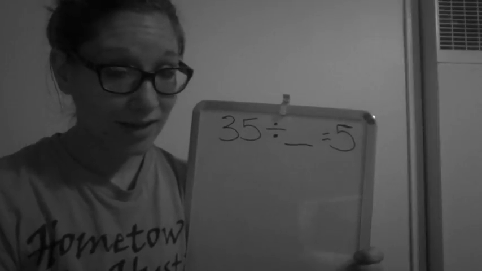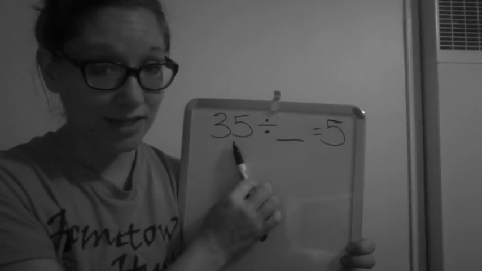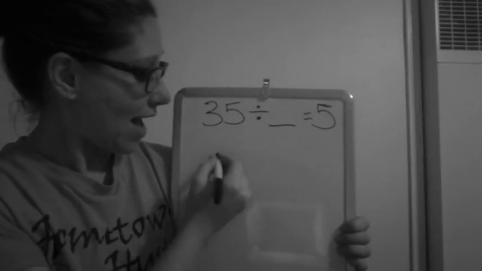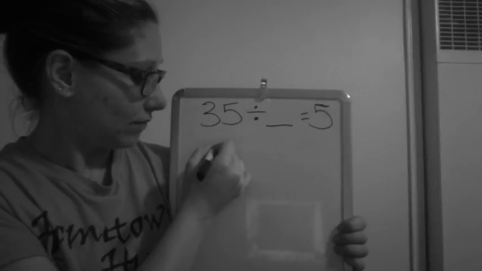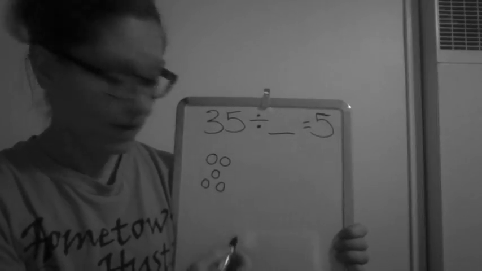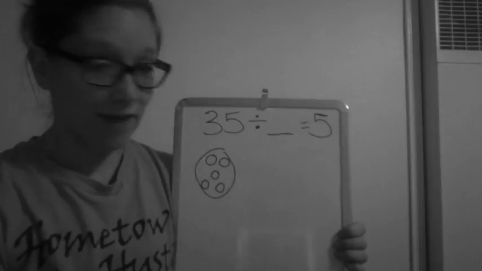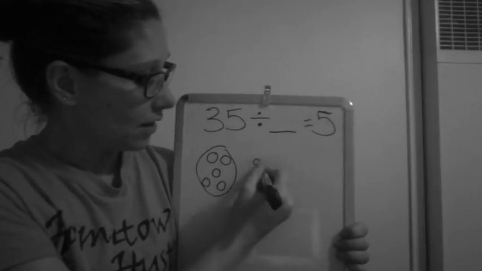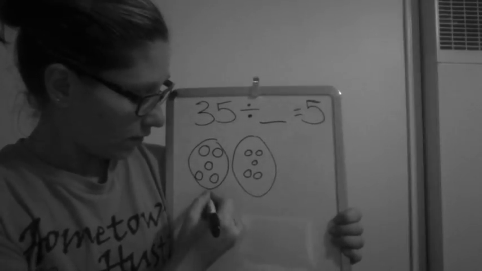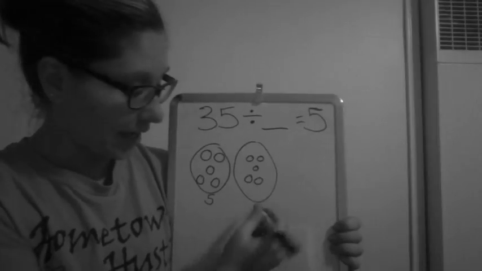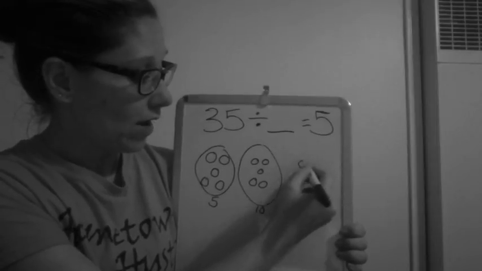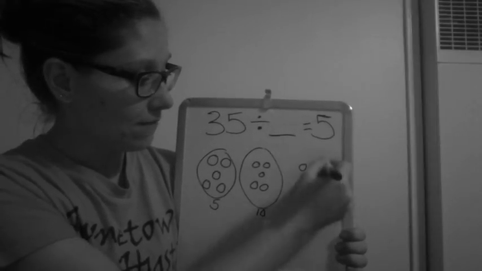Well, I know I've got 35 cookies, and each person is going to get 5 cookies. So if I draw a person and they get 5 cookies, 1, 2, 3, 4, 5, that's one person that gets 5 cookies. Another person gets 5 cookies. So there's 5 cookies. 5 more would be how many? 10. Let's get to 35.